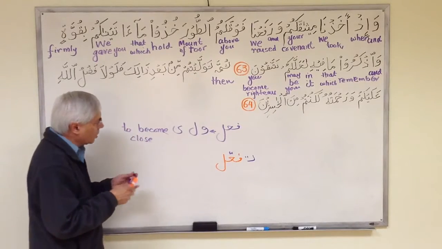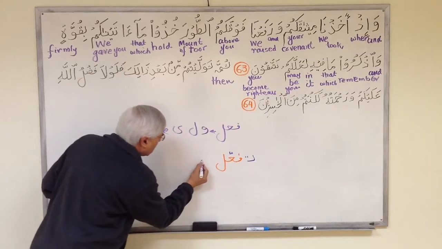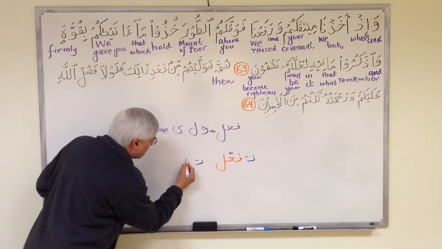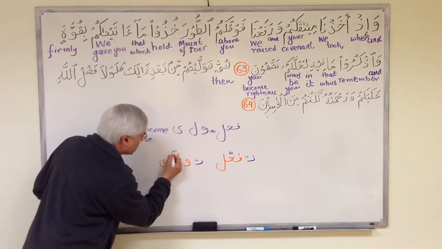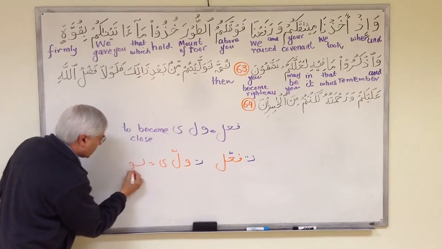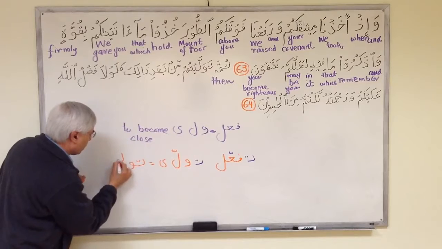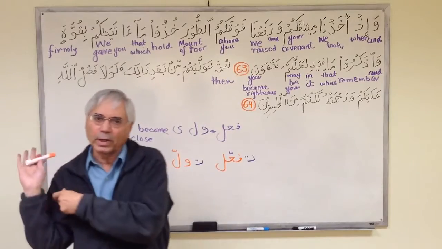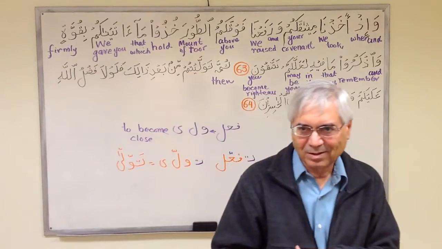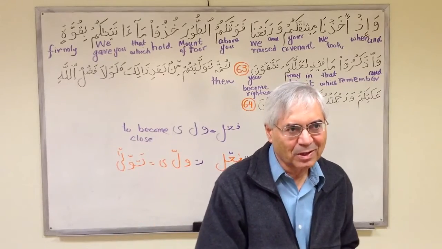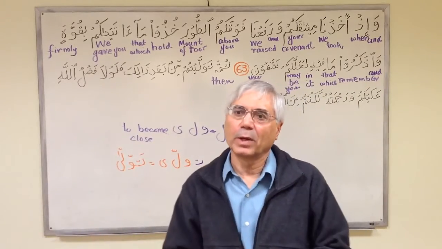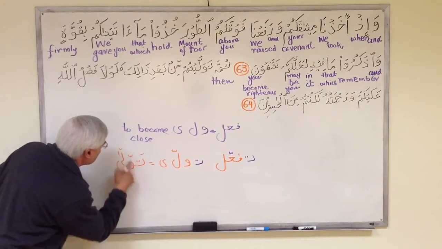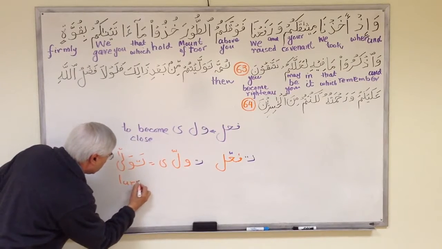So this word will become tawalla. Tawalla, like this, which is written in this way. Tawalla. Tawalla means to turn away. Just the opposite. The wala means to come close. Tawalla means to turn away. Okay, so the meaning of this word is tawalla. Turn away.